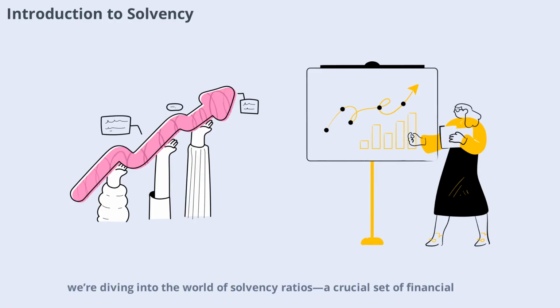Welcome. Today, we're diving into the world of solvency ratios, a crucial set of financial metrics that help us understand a company's ability to meet its long term obligations. Whether you're an investor, a business owner, or just curious about financial health, solvency ratios provide valuable insights into how stable and sustainable a business truly is.